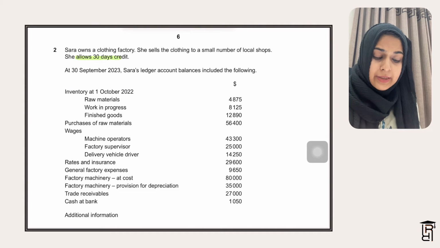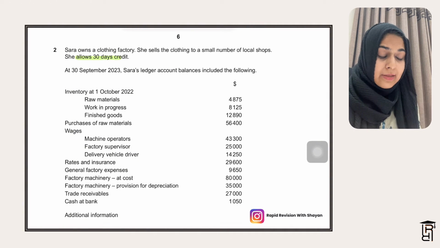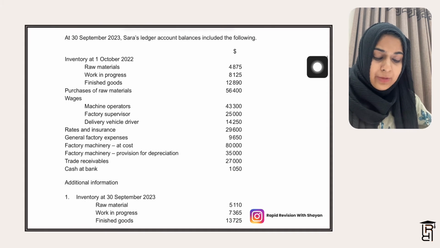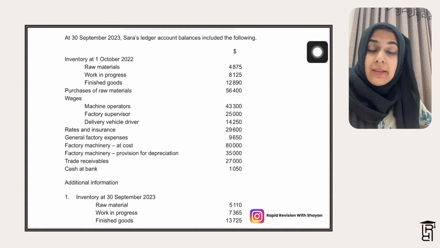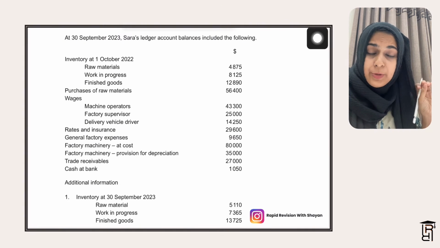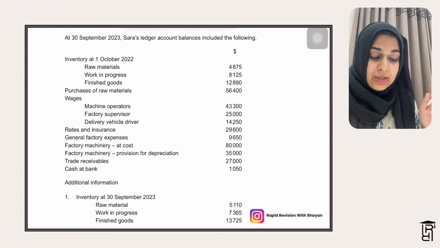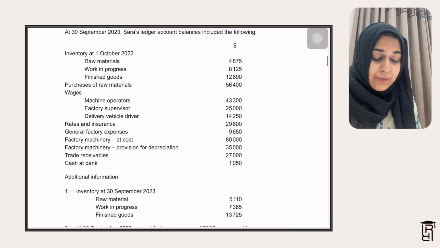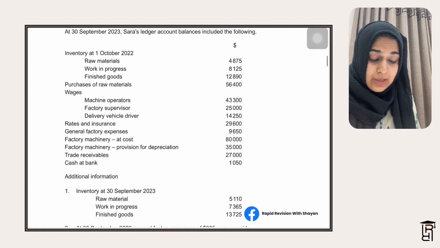Then they're saying at 30th September 2023, Sarah's ledger account balances included the following. So they've given you opening inventories, that is raw material, work in progress, and finished goods at the start of the year. I know this because this is 1st October 2022. So these are basically 3 opening inventories of manufacturing account. Then they have given you other information that is also on 30th September 2023. We have purchases of raw materials, we have wages.